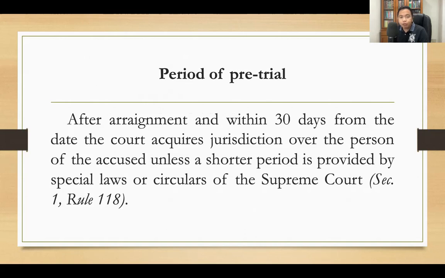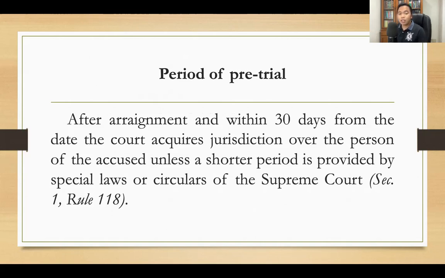Now, what is the period by which pre-trial is conducted? Under the old rule of the rules on criminal procedure, the pre-trial is conducted after arraignment and within 30 days from the date that the court acquires jurisdiction over the person of the accused, unless a shorter period is provided by special law or circulars of the Supreme Court.